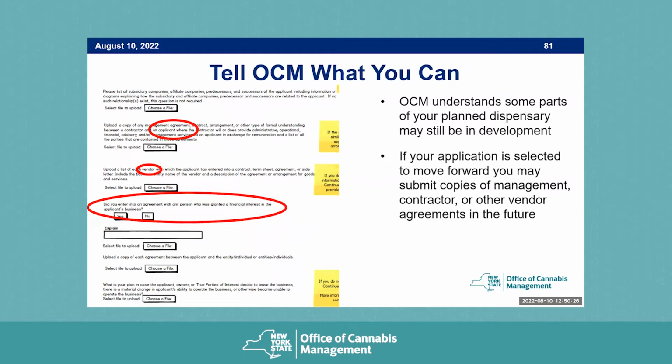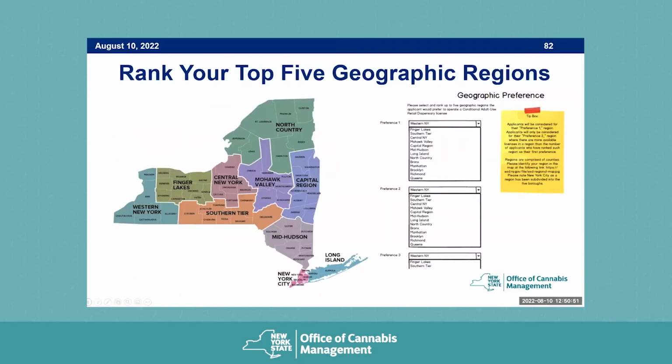Again, tell OCM what you can at the time of the application. OCM understands that you may not have all of your vendor contracts established or that you may bring in additional financial backers or partners as you move forward. You will submit that information in the second part of the application process. The second part of the application process will give you time to finalize contracts, finances, or ownership interests and include that detail. One of the most important parts of the application will be selecting a region of New York State where you would like to operate a dispensary.